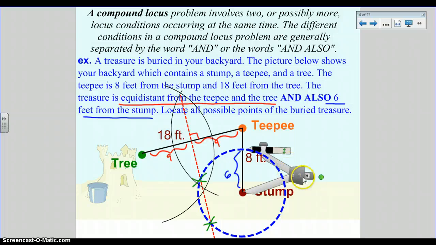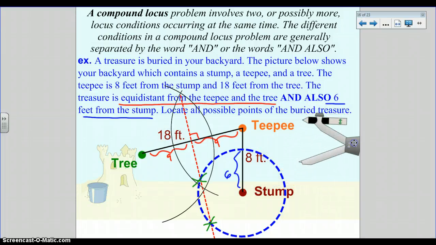Now where the 2 loci intersect is your solution. So I marked those with X's here and here. Make sure you extend all of your lines. Our solutions, all possible points for the buried treasure, are where the two loci intersect, so these green X's, and they're normally represented by X's.